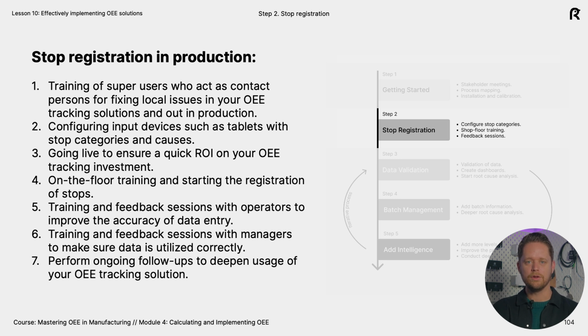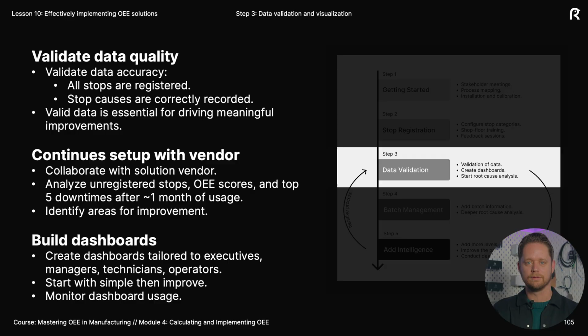For instance, you can further delve into material jam subcategories such as label jammed on roll, cardboard jammed in folder, or product stuck in extruder. This level of granularity allows for a more precise understanding of the root causes behind stoppages.